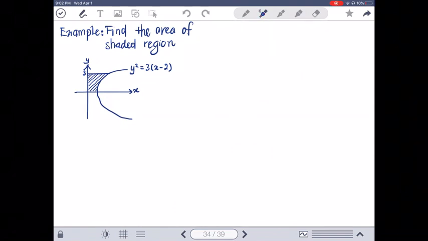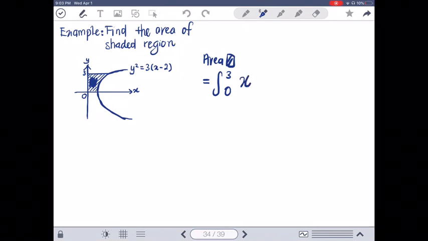Now let's have a look at the example question. Suppose that we want to find the area here. The area is bounded by the curve and the y-axis, such that the boundaries on the y-axis start from 0 until 3. So again, to find the area of the shaded region, we need to integrate from 0 until 3 of the function x with respect to y. Okay, function x with respect to y.